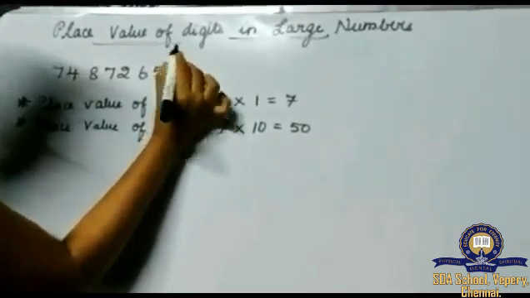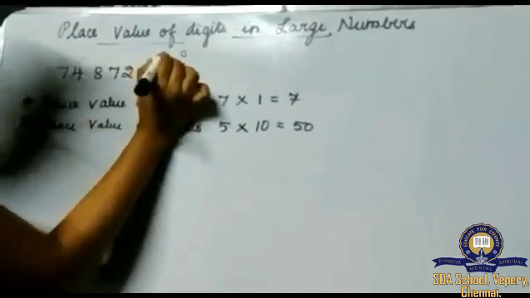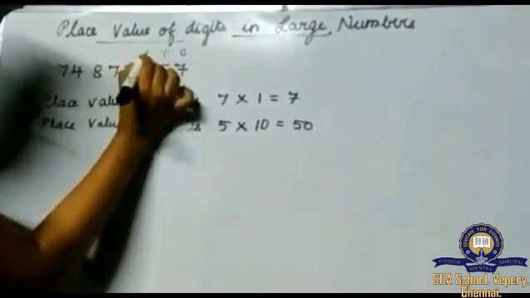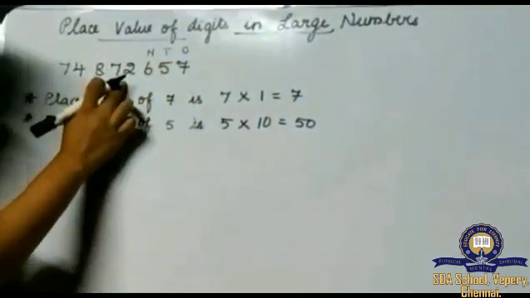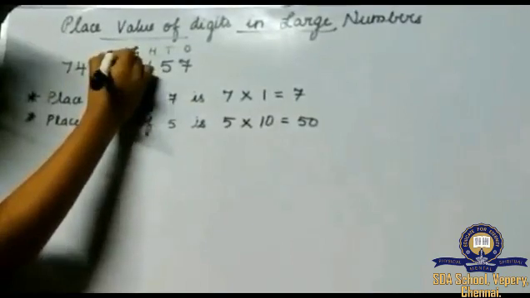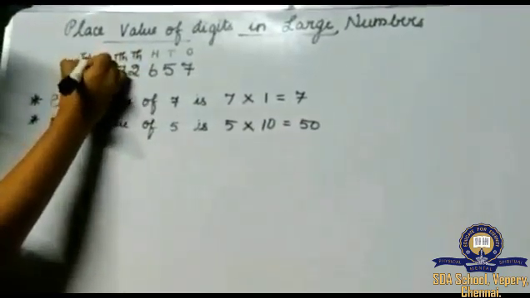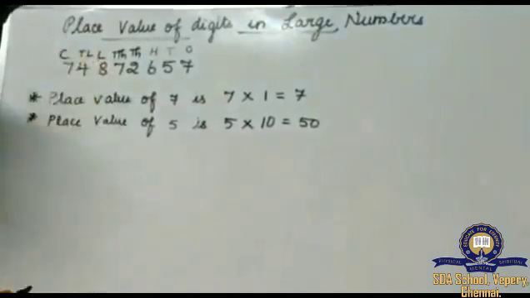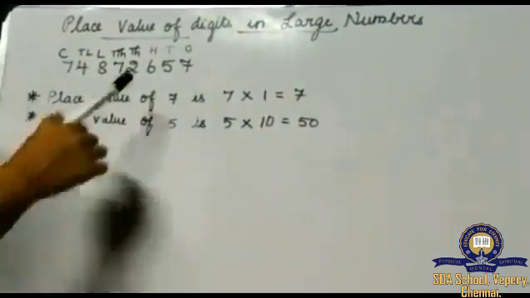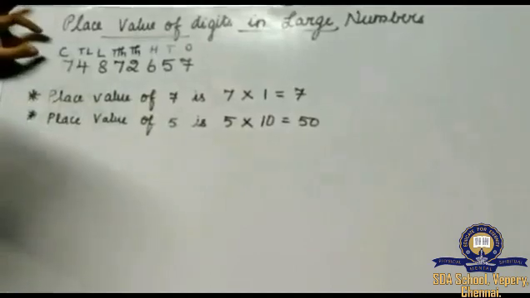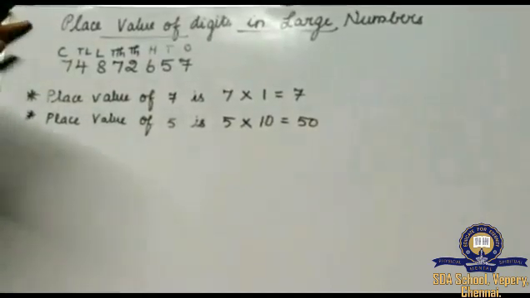7 is in ones place, 5 is in tens place, 6 is in hundreds place, followed by 2 in thousands, 7 in 10,000 place, 8 in lakhs, 4 in 10 lakhs, and 7 in crore. Okay, for your understanding, I have written the place values on top of the number.